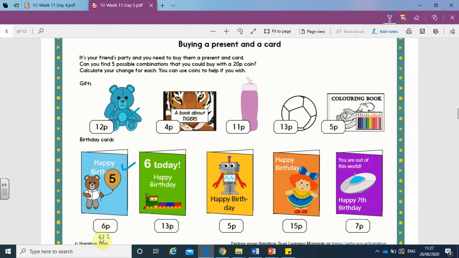12, 13, 14, 15, 16, 17, 18. 18 is less than 20, so I know I'm okay with that. But now I need to find out my change. So my sum would be 20.